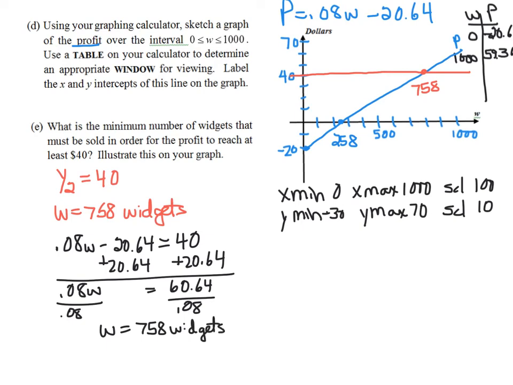Now, as long as I make at least 758 widgets, that means that my profit will be at least $40. If I make more than 758 widgets, then I'll have a profit of more than $40.